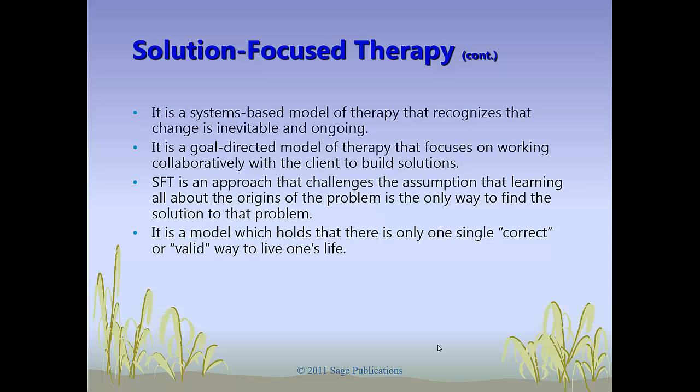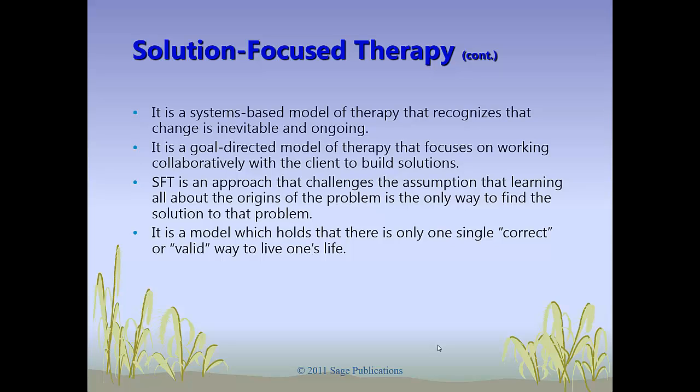So learning about the origins of the problem in this model is really not all that important, unlike in psychodynamic theory. It doesn't matter why that problem developed. It's more about, what do we do about this problem now? How do we resolve this issue?